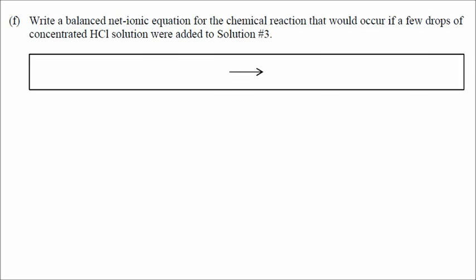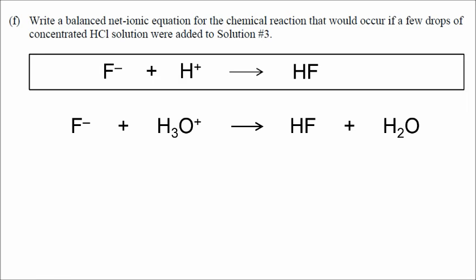So the 2 components of our buffer, that's what we have right now. We have a buffer because we have a weak acid and its conjugate base. The 2 components are HF and F minus. So which one of those buffer components is going to react with a strong acid? Well, an acid has to react with a base, so F- reacts with the H+ ions to produce HF. If you chose to write hydronium instead of H+, then you would have F- reacting with hydronium to produce HF and water. Either way, that reaction would be correct.